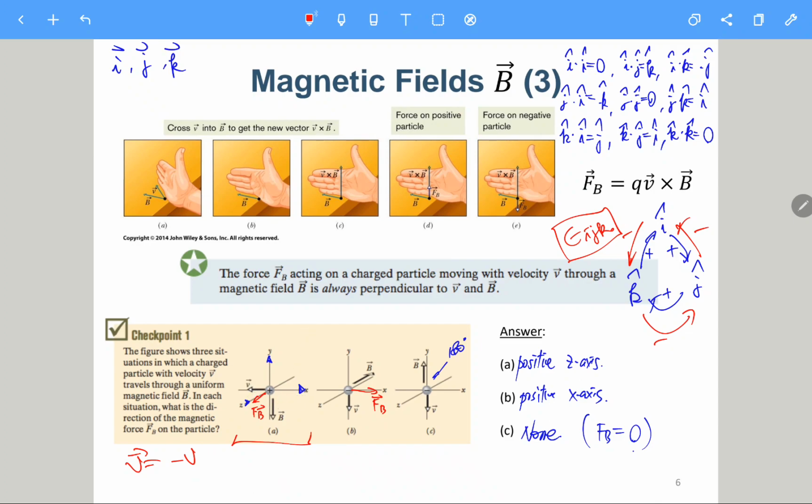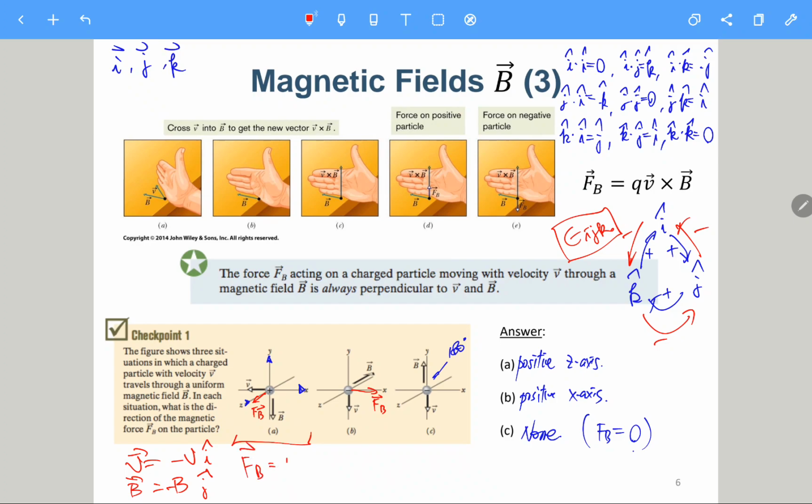So we can write it as minus V i, pointing to the negative x-axis. And then B points to the minus y-axis, so it is like minus B j.